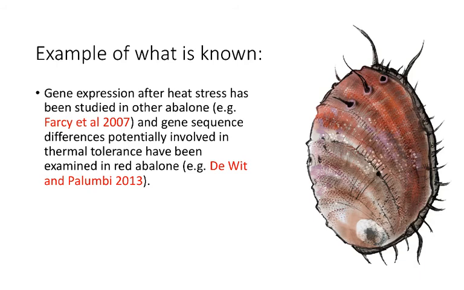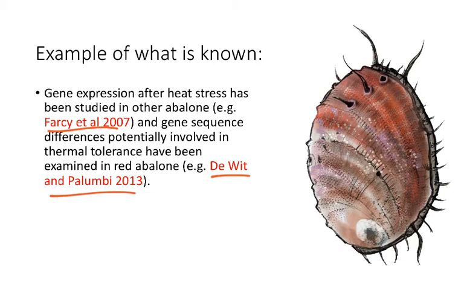So this is an example, again, from one of my proposals about what is known already about this topic based on previous research that's been done. And what I have in red here is where I'm actually citing the papers that have done this other types of work. So what we know already about this particular study organism is that, first of all, gene expression after heat stress has been studied in other abalone.